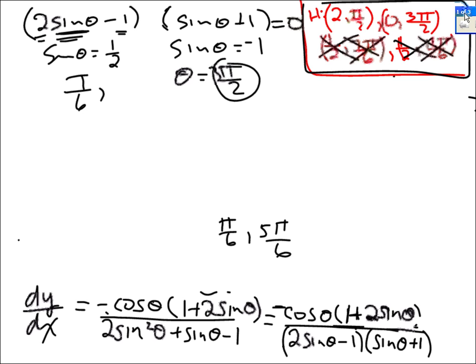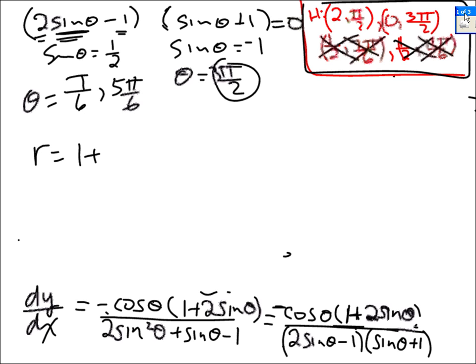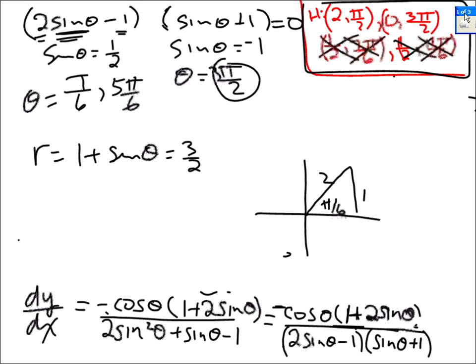Pi over 6, 5 pi over 6, that's what theta can be, and 3 pi over 2. If I'm not mistaken, it's been so long, but r is 1 plus sine of theta. Well, the sine of pi over 6 is a half. 1 plus a half is 3 halves.